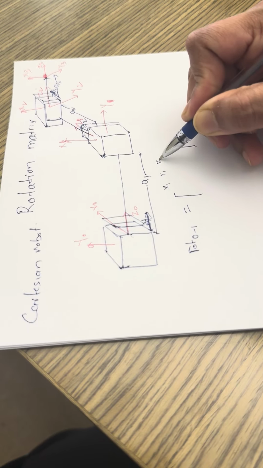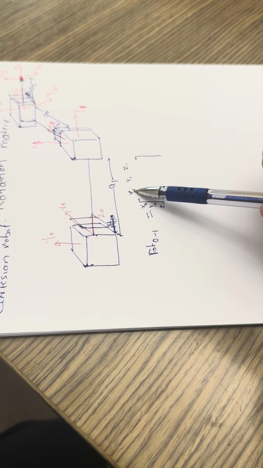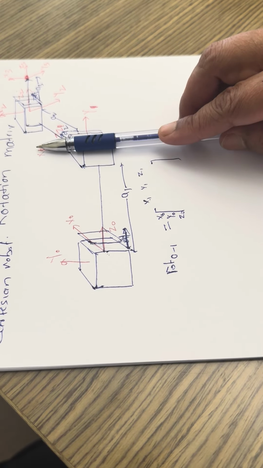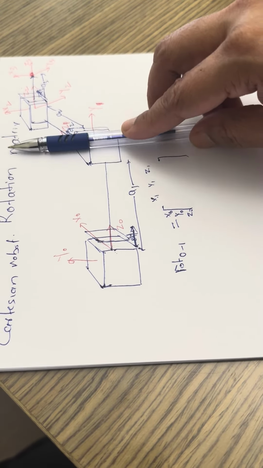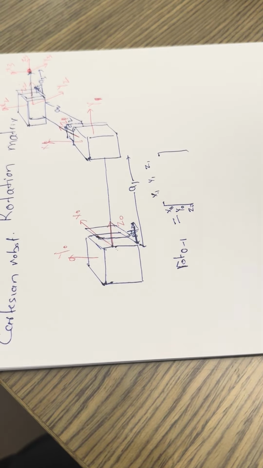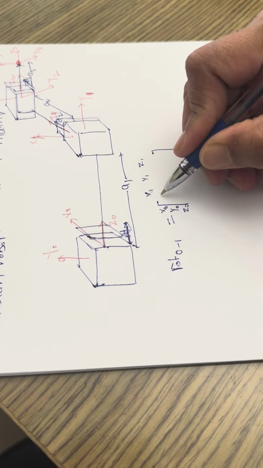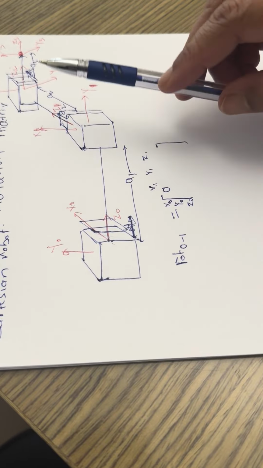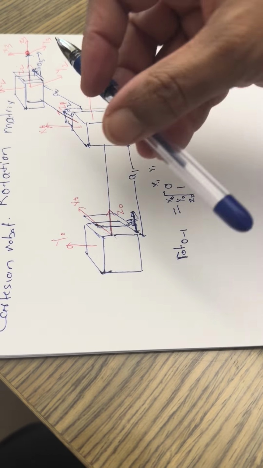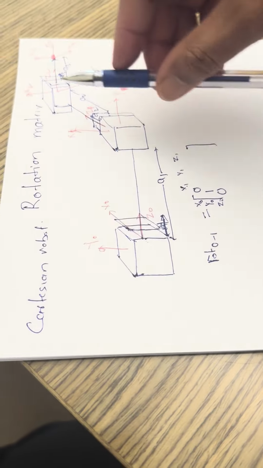X1, Y1, Z1, X0, Y0, Z0. So X1 is in this direction. Is it in alignment with X0, or what? It is perpendicular to X0, because X0 is inside the page and it is like this. So it will be 0. X1, Y0, that will be 1. X1, Z0, 0 because X1 is perpendicular to it.